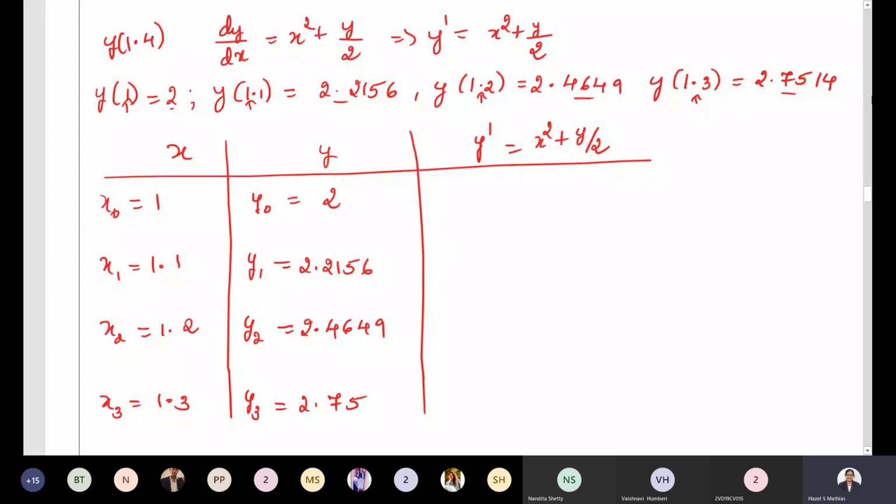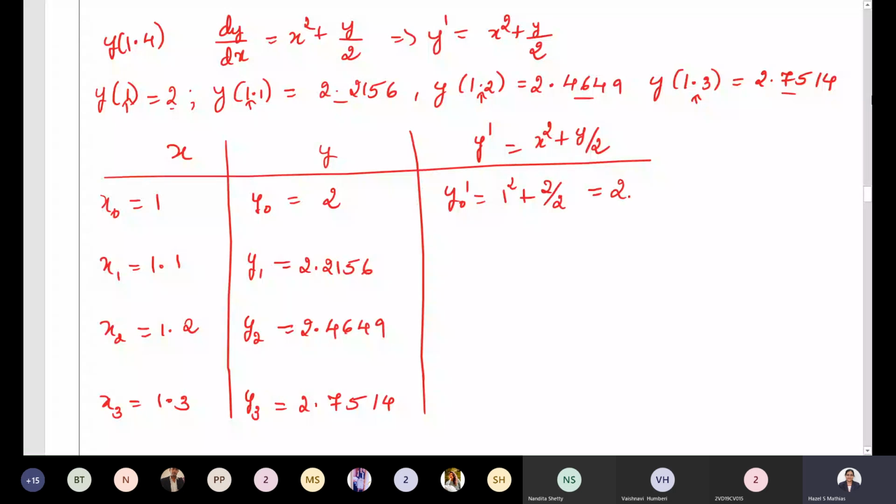Now let's calculate the value of y naught dash. What will be y naught dash? X square plus y by 2. So x, that will be 1 plus y square is, sorry, it is 1 square. Correct, which is 1, then y by 2, y is 2, 2 divided by 2. So what do we get over here? This is 1, 1 plus 1 will be 2.